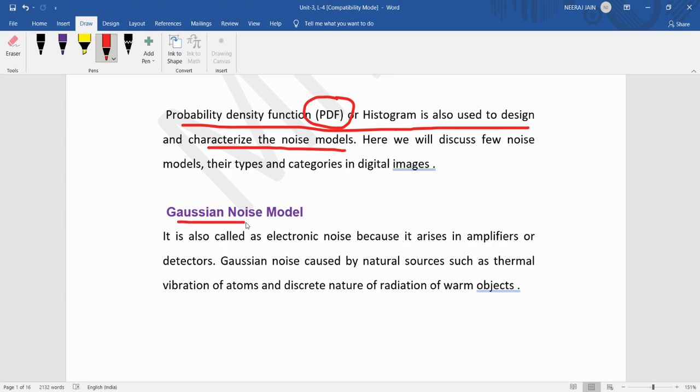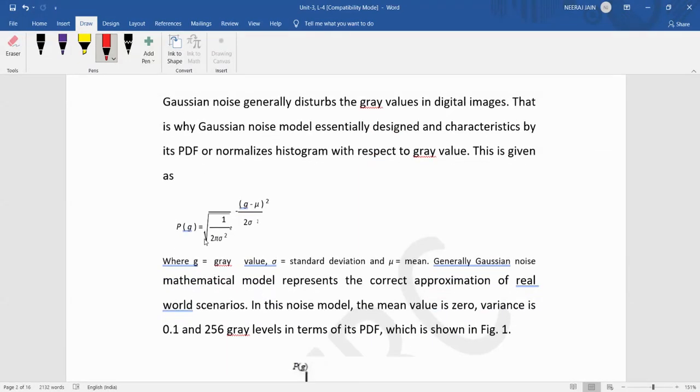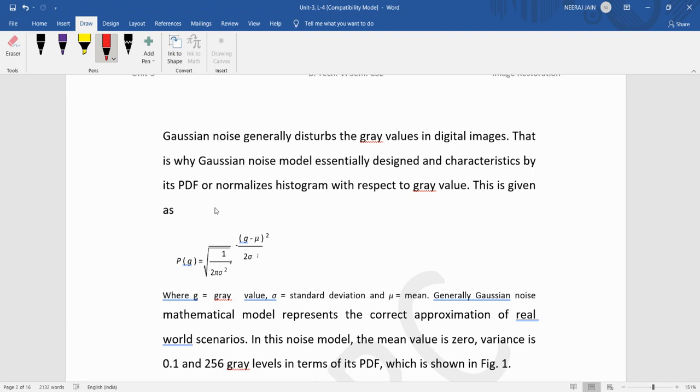Like first, that is the Gaussian noise model. It is also called electronic noise because it arises basically in amplifiers or detectors. Amplifiers at the transmitting end generally, detectors at the receiving end. Gaussian noise is natural in nature, and if we take the PDF of the Gaussian noise, that is shown by this equation. Here G is the gray value, sigma is the standard deviation, mu is the mean.